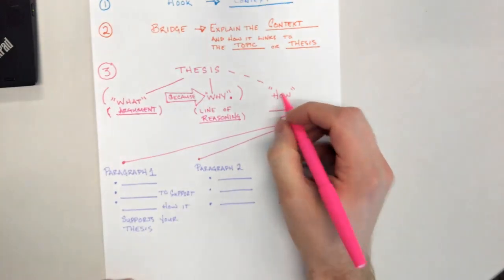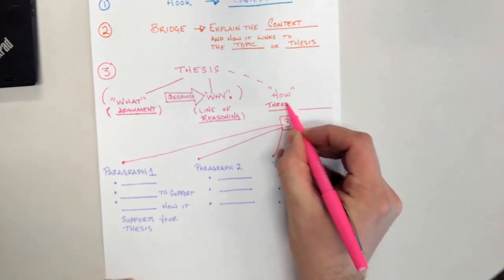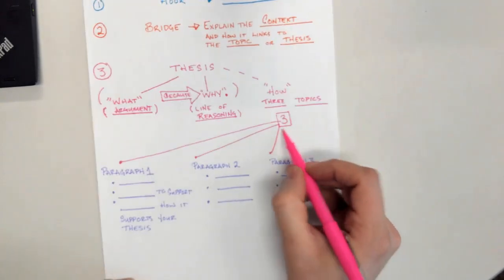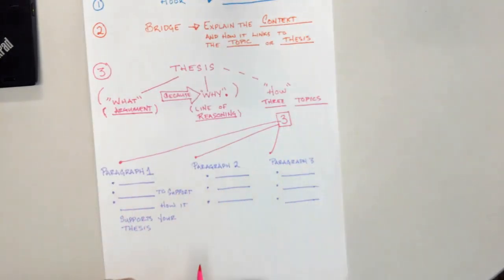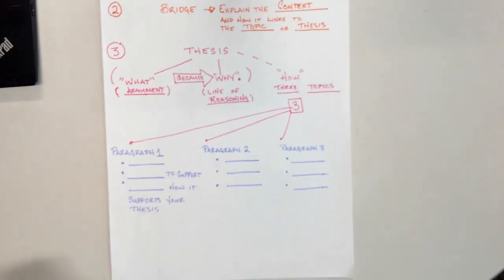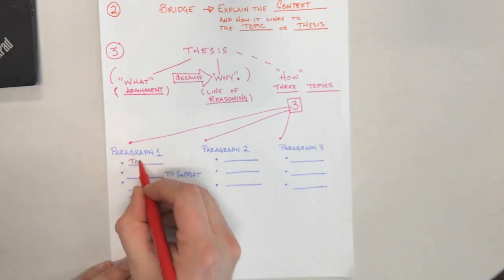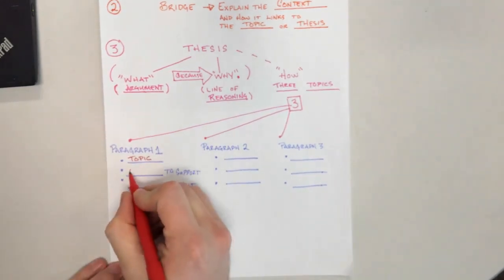Your how is another sentence that basically gives me your 3 topics. This is how you're going to outline your paper, because from these 3 topics, you're going to split your 3 different paragraphs. So let me give you an explanation. For your first topic, you're going to then go into paragraph 1. Paragraph 1, all you need to do is to state your topic again, and then you're going to give me evidence to support it.